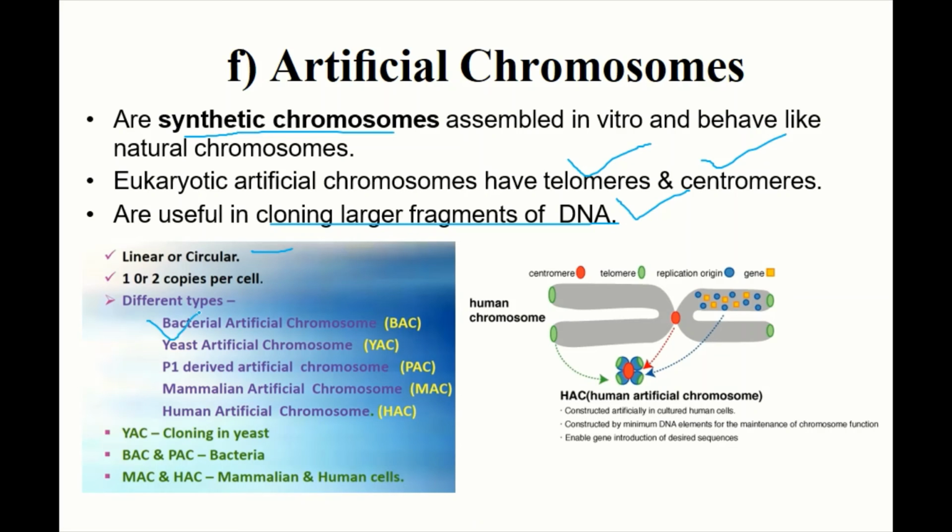There are different types depending on the organism they have mimicked: bacterial, yeast, P1 derived, mammalian artificial, and human artificial chromosome. Now the yeast artificial chromosome is used for cloning in yeast. BAC and PAC are used for bacteria. MAC and HAC are used for mammalian and human cells. So they allow extremely large fragments of DNA to be transferred from one organism into another.